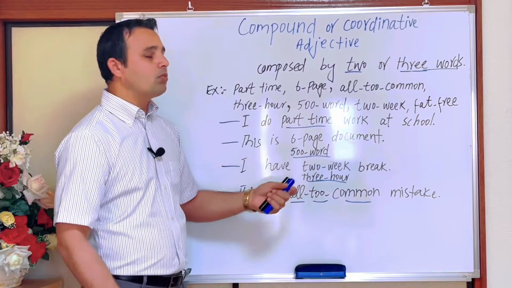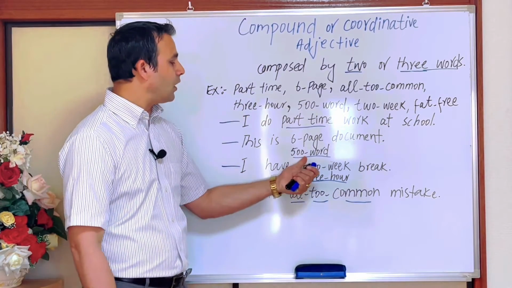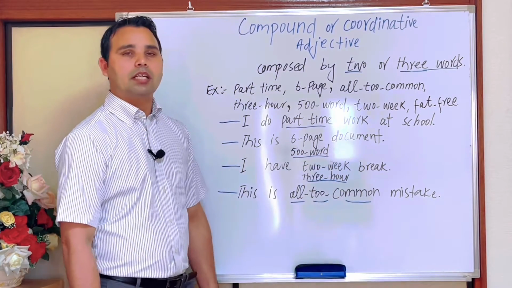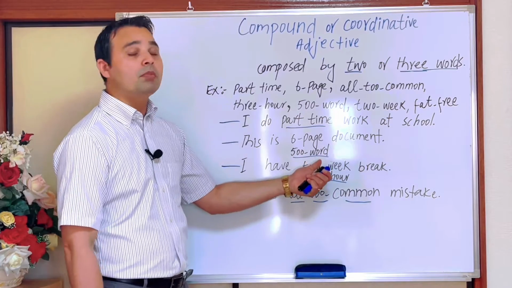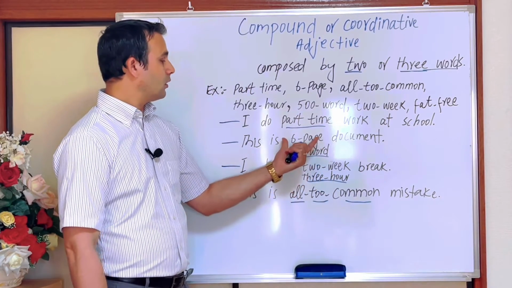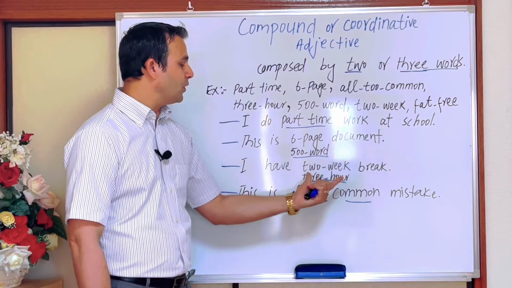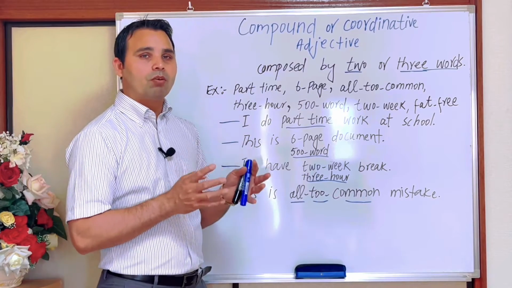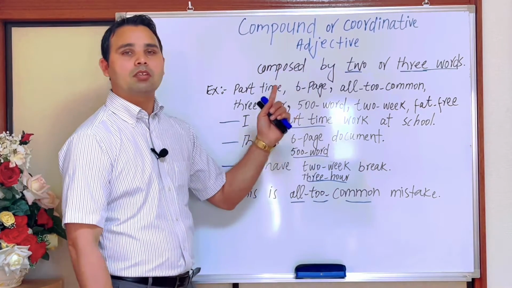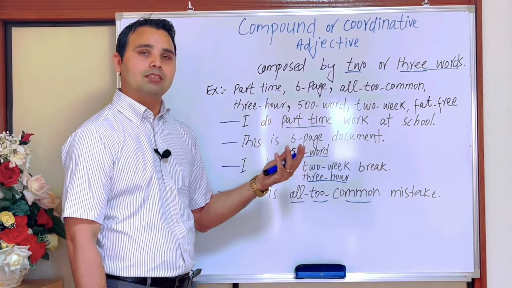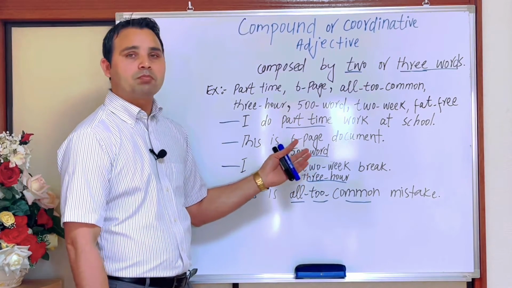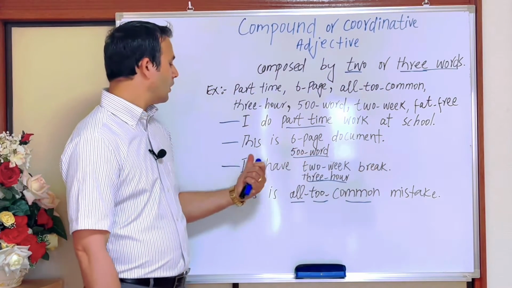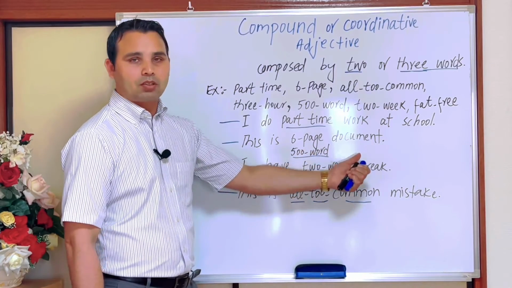But here you have put two words together, like 500-word. Here you cannot use S at the end of it. You cannot make it plural. 6-page document, 500-word, 2-week, 3-hour. When you are putting two words together, all these adjectives will be singular and they will be used as singular. You cannot make them plural. So an example is, this is a 6-page document. This is a 500-word document.